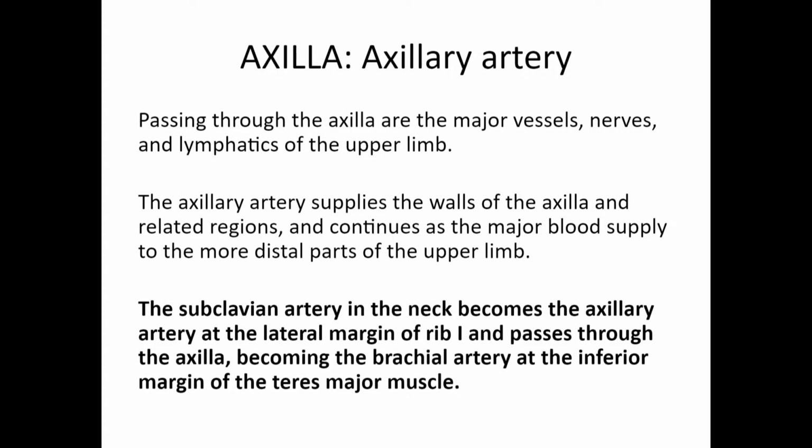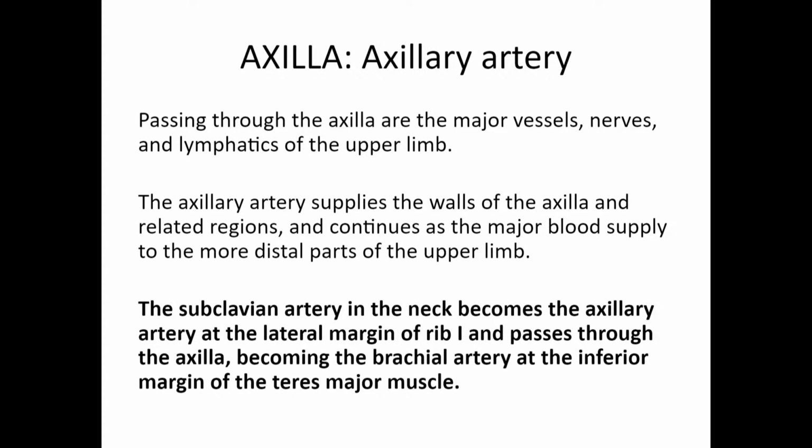Talking about the axillary artery. As I mentioned, the axillary artery is a continuing part of our main branch, the right or left subclavian artery, right? It passes through the axilla, together with the major vessels, nerves, and lymphatics of the upper limb. The axillary artery supplies the walls of the axilla and its region, and it branches and also supplies the glenohumeral joint and the scapula.